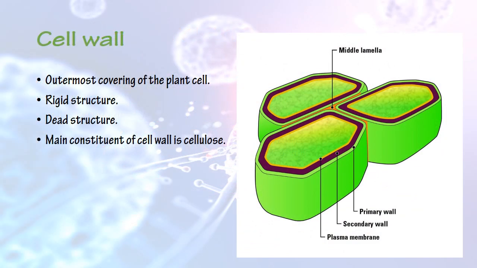Cell wall. The cell wall is the structure of the plant cell which covers the entire cell, and this is a rigid structure which provides stability to the plant cell. This is dead material and it contains cellulose. So, in the picture, you can see these green colored areas are the cell walls of each cell.